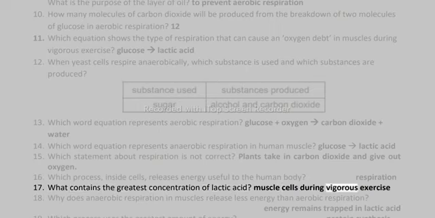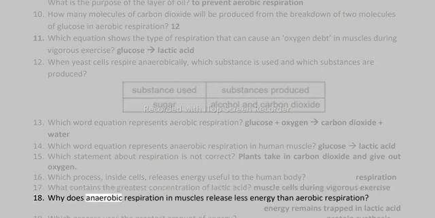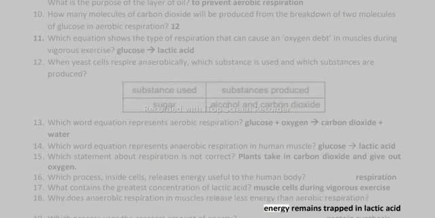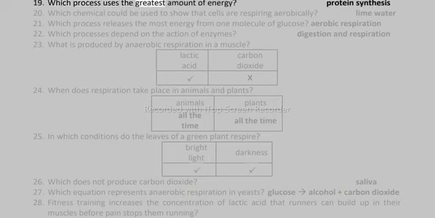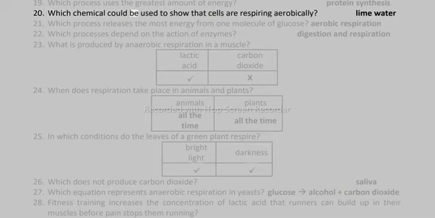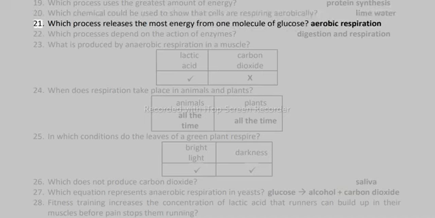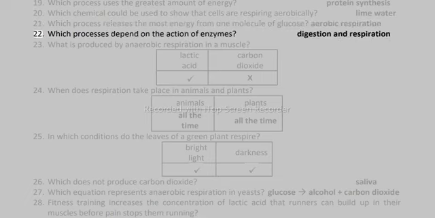Muscle cells during vigorous exercise. 18. Why does anaerobic respiration in muscles release less energy than aerobic respiration? Energy remains trapped in lactic acid. 19. Which process uses the greatest amount of energy? Protein synthesis. 20. Which chemical could be used to show that cells are respiring aerobically? Lime water. 21. Which process releases the most energy from 1 molecule of glucose? Aerobic respiration. 22. Which processes depend on the action of enzymes? Digestion and respiration.